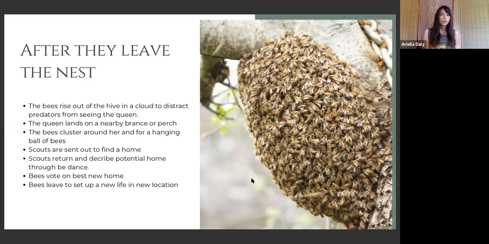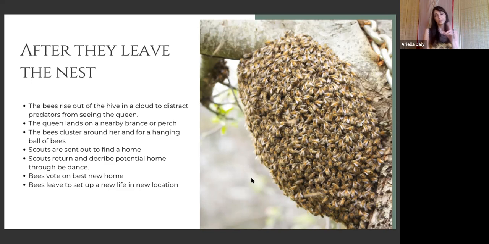And they will return to the swarm and they will actually quite literally dance on the swarm in this vibrating figure 8 dance that communicates in relationship to the sun. The dance communicates all sorts of things like direction, what the home might smell like, how good it is, all these types of things. And the more exuberant the dance, it's thought that perhaps that means the better home this could be.